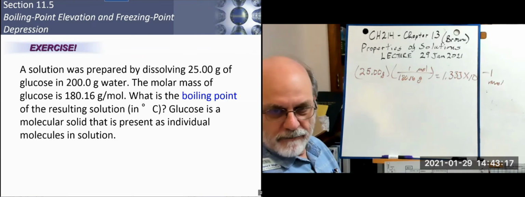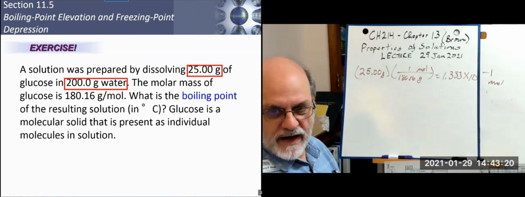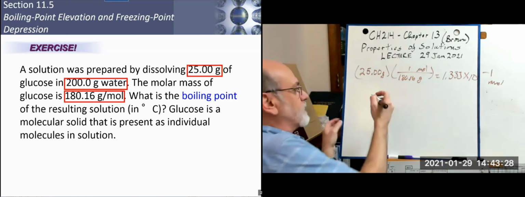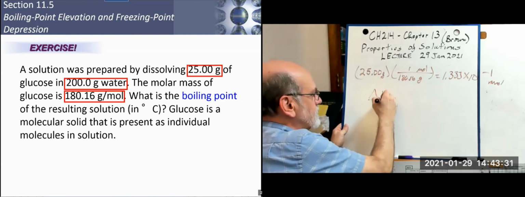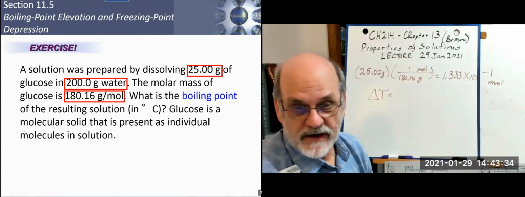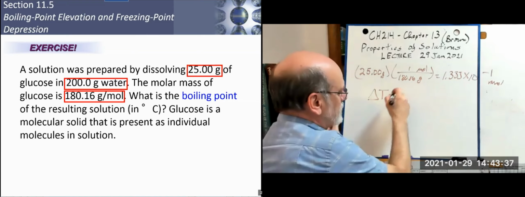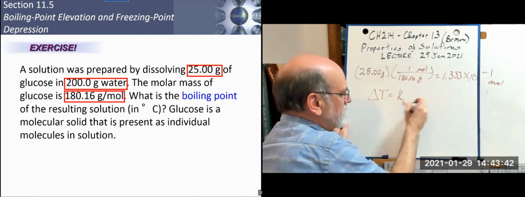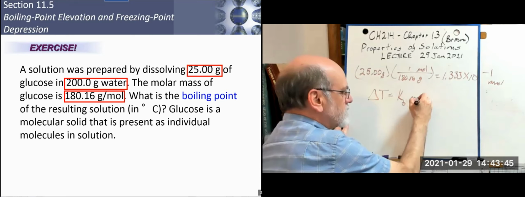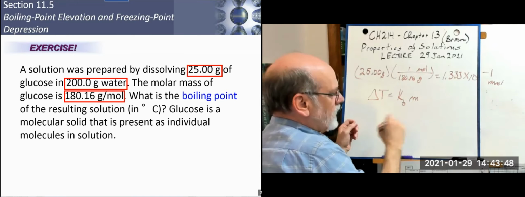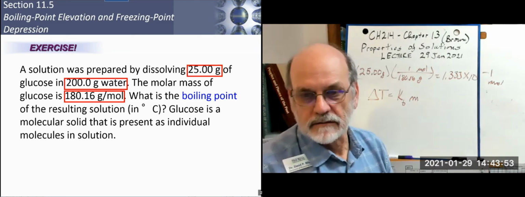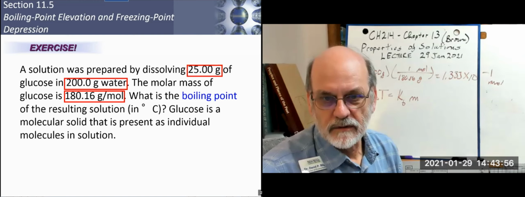So that's the information that we've got. Okay, so I gave you a peek at the answer. Our formula is what? Delta T is equal to, and this is boiling point elevation, so we have K sub B times the concentration of our solute. So what's K sub B? It's not given, right? So we have to look it up.